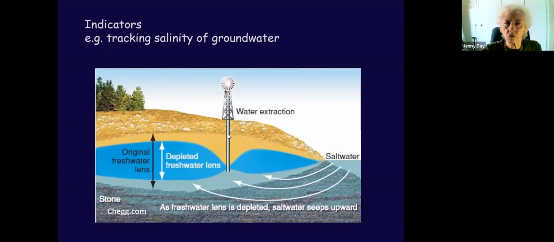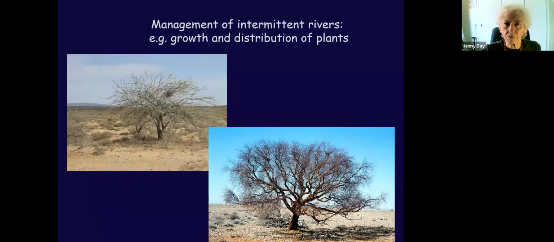And so if you track the salinity, you have a very good indication as to how much water is being removed and whether the water that's left is going to be safe to be used. But you can even look at simple things like the growth and distribution of plants.